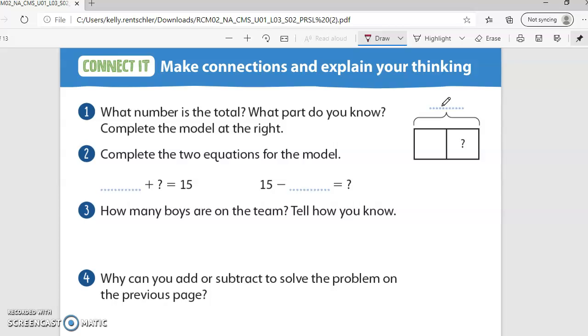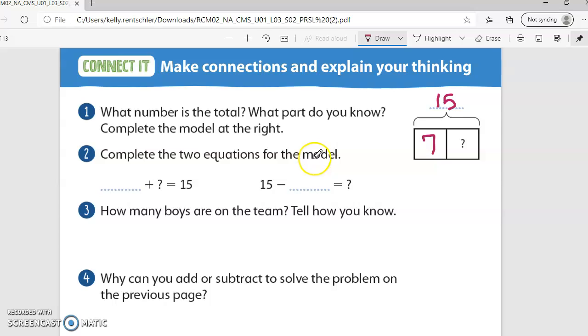What number is the total? The how many people are on a team is going to be the total, right? So the 15 is going to go up here. And then the girls we know is 7. So that's one of our parts.